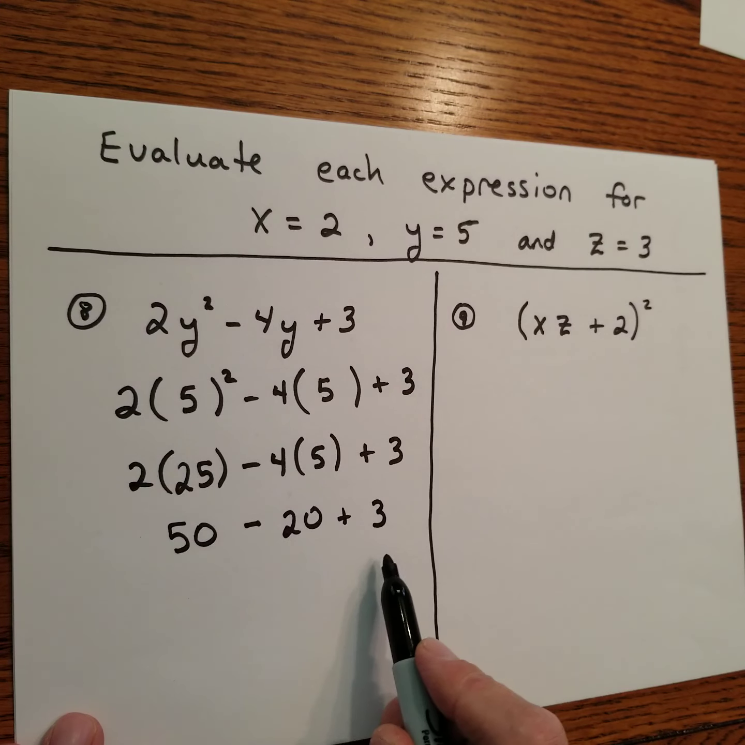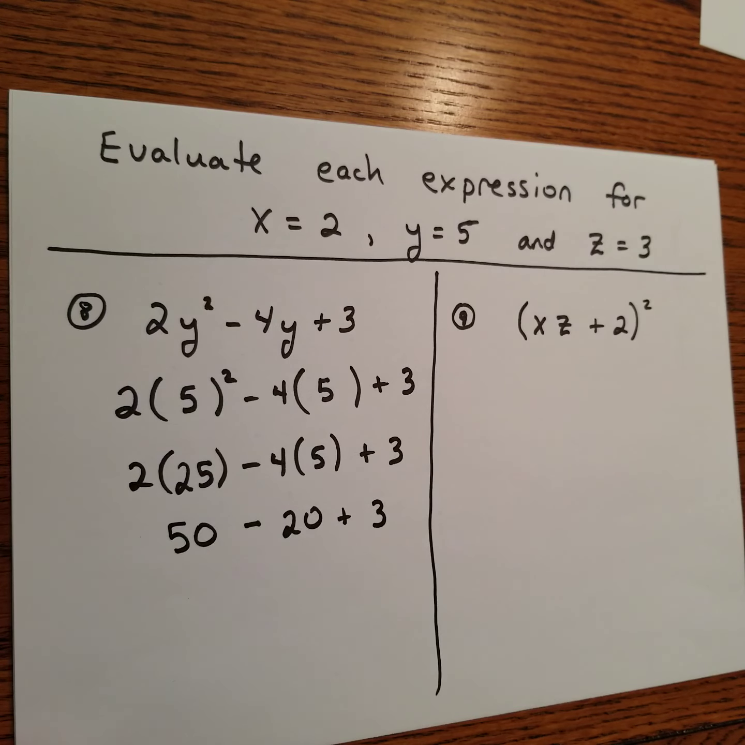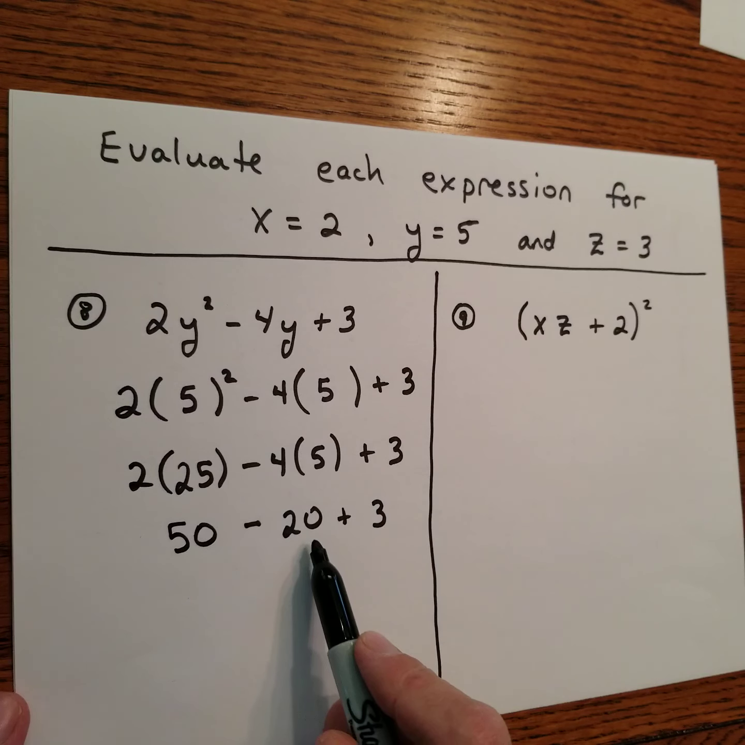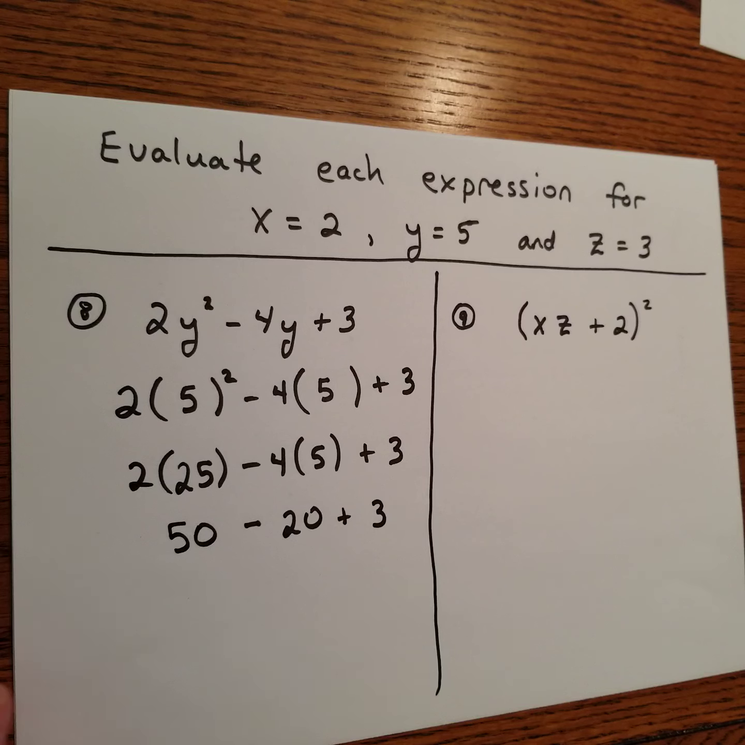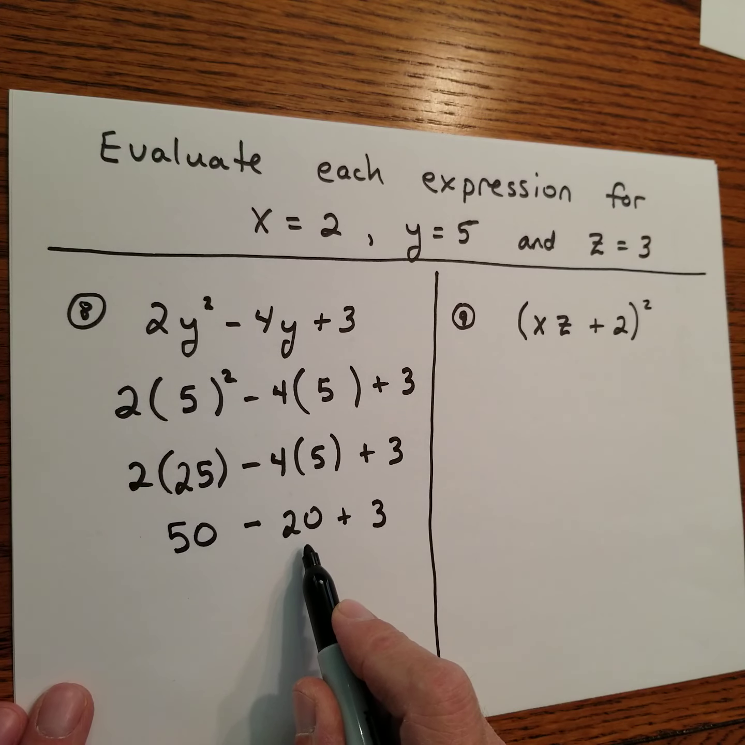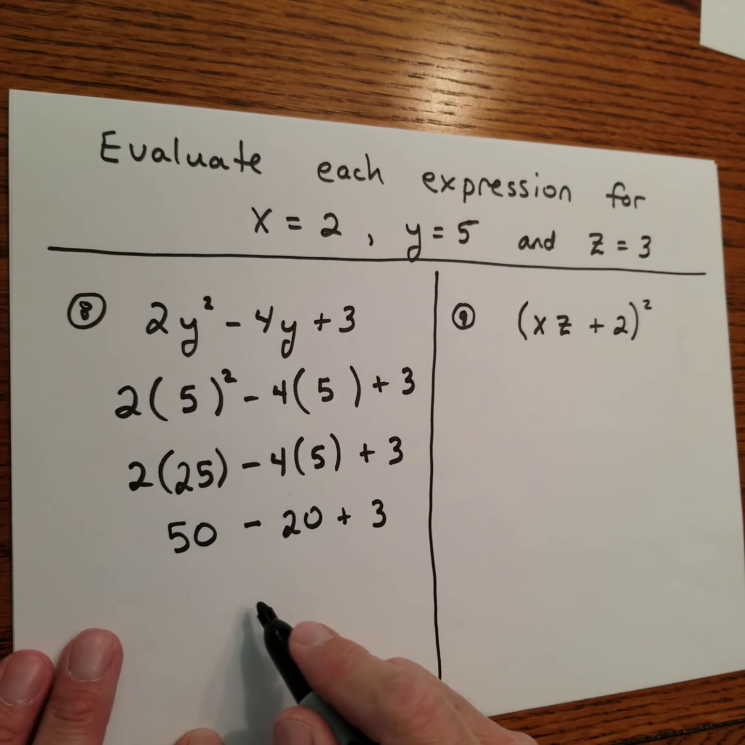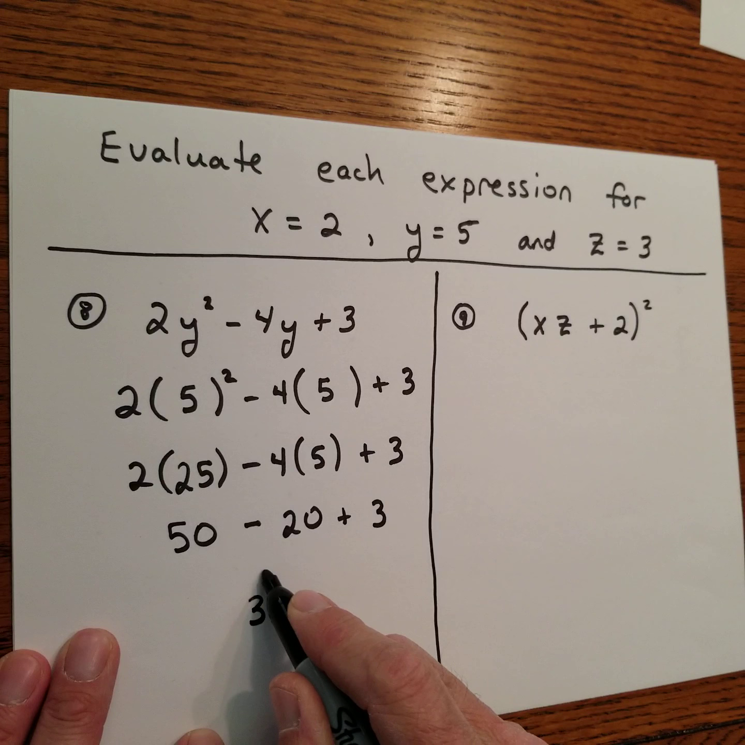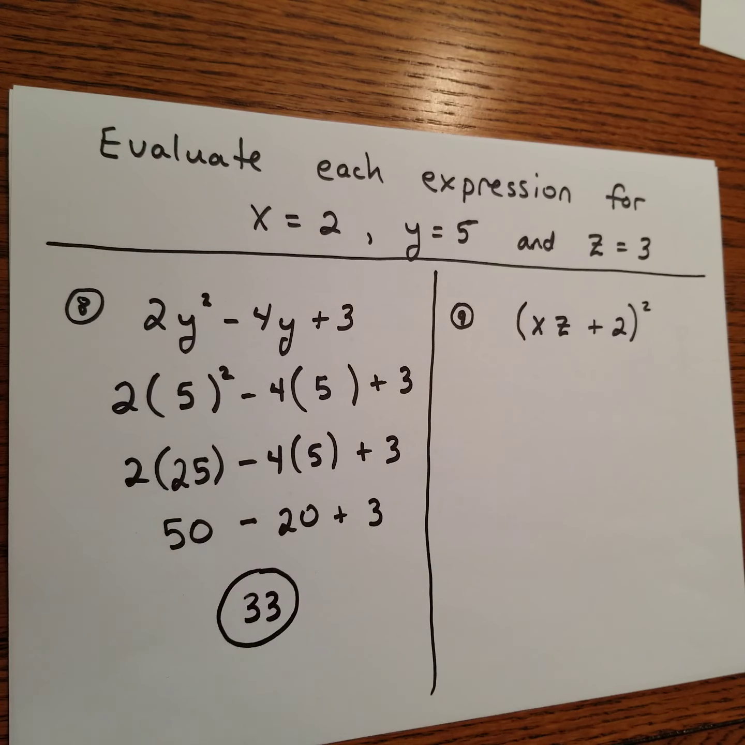Now, if all I have left is add and subtract, you must go left to right. Don't put the 20 and the 3 together. You must go left to right. It's 50 minus 20 is 30. And 30 plus 3 is 33. Beautiful.